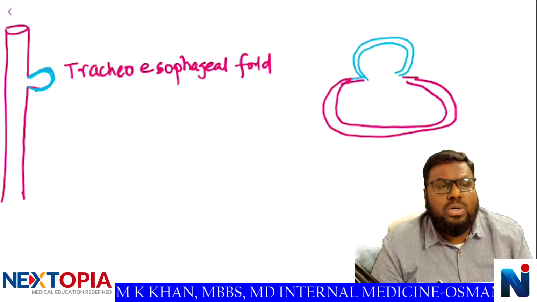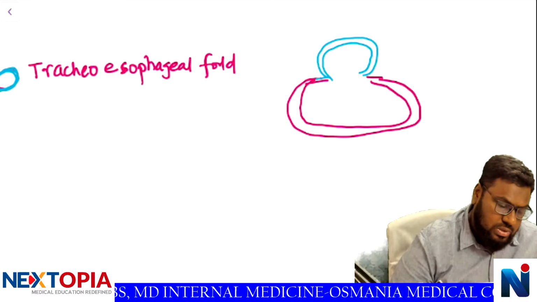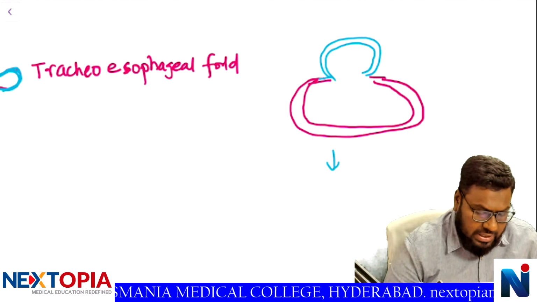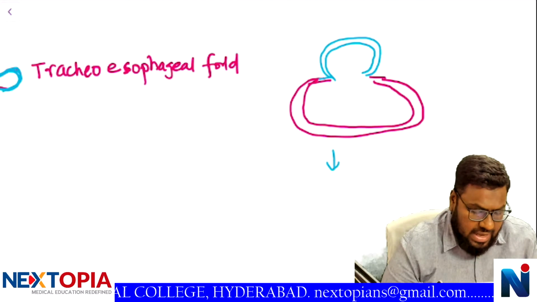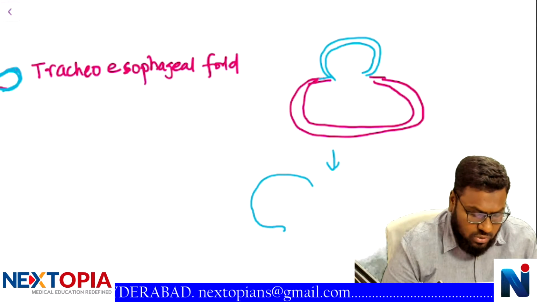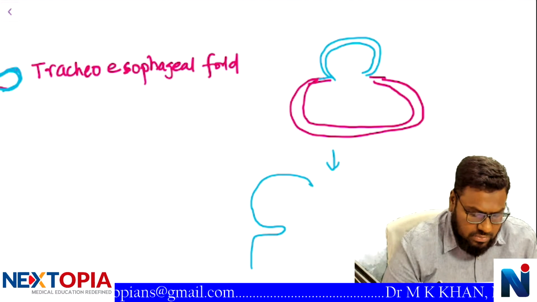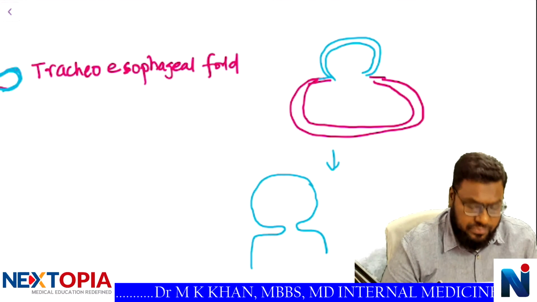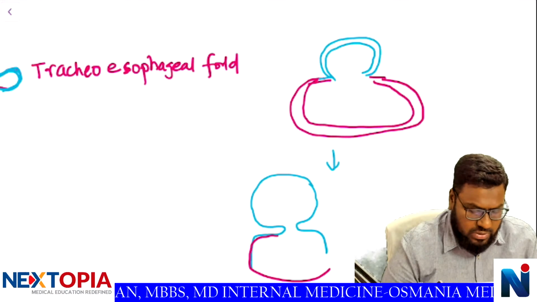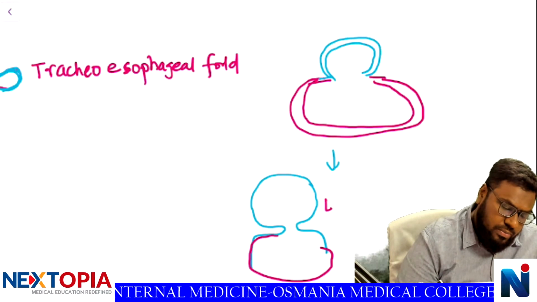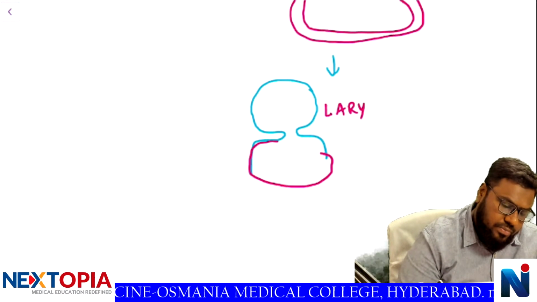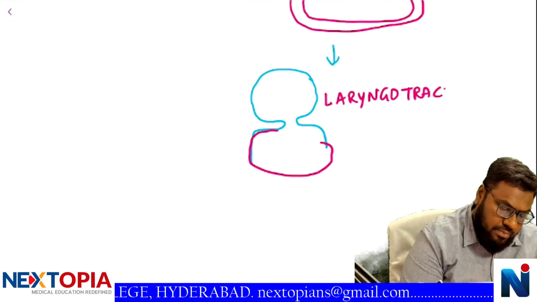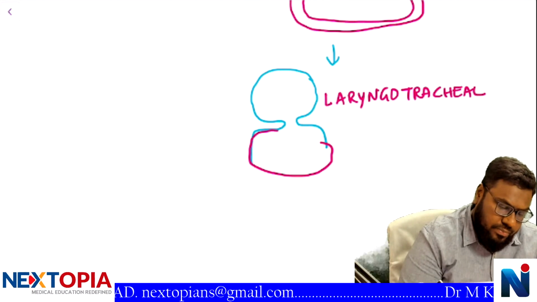We call it the laryngotracheal groove. So in this, what happens is it forms ventrally, a groove called the laryngo. Now it grows and forms a groove like this, to form what is known as a laryngotracheal groove.